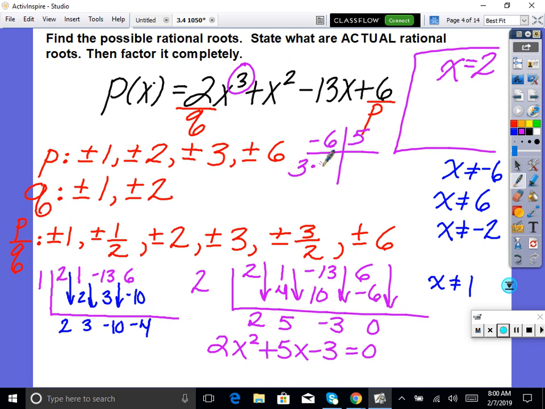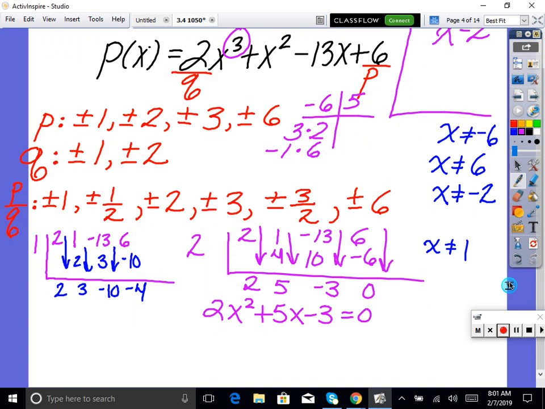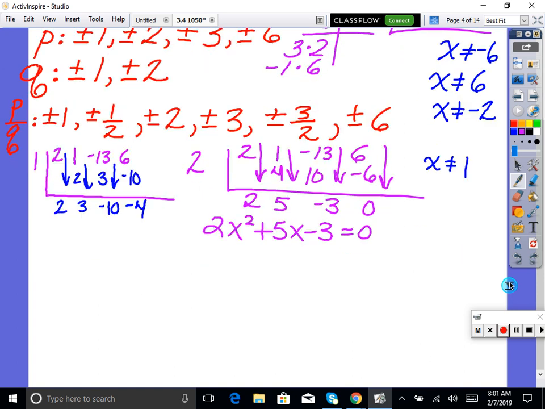3 times 2, 1 times 6, which one will work? 6 and 1, so one of them would have to be negative. This one? It's a long factor though, so let's give myself some room. So we drop and break. So we drop down 2x squared, drop down -3.